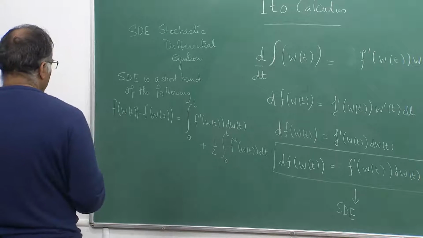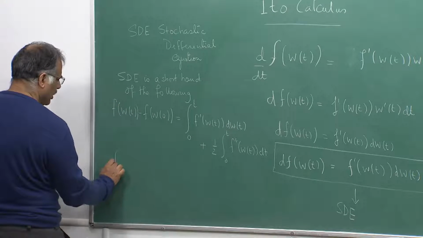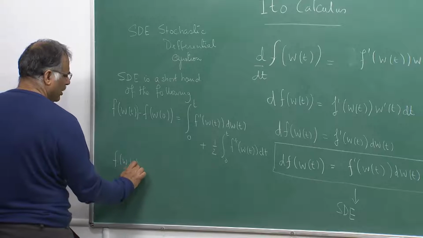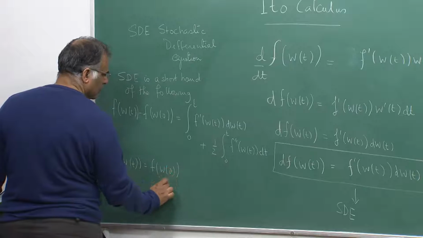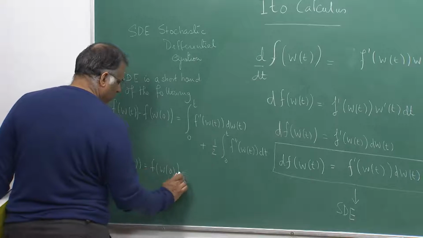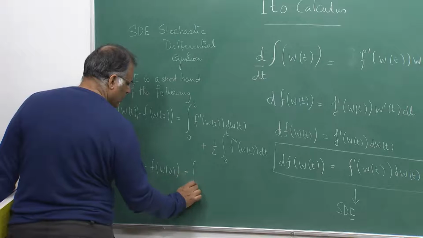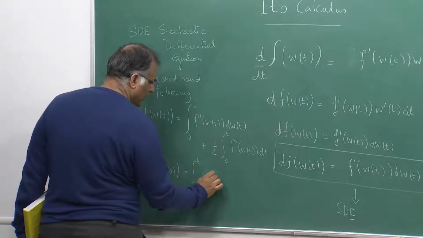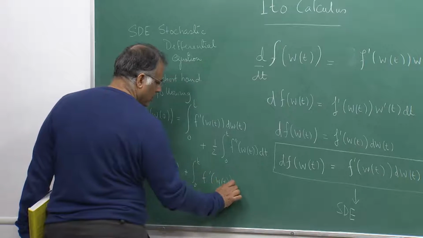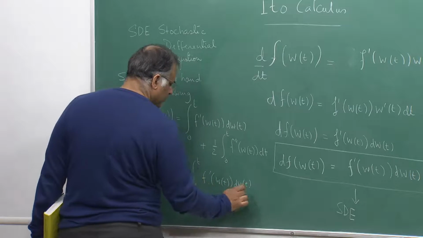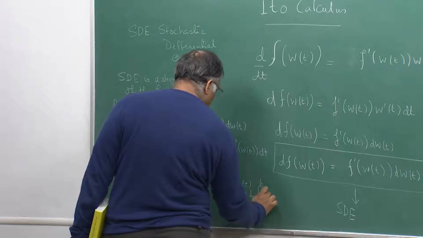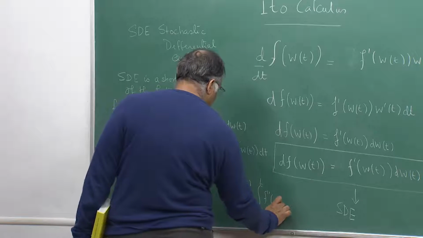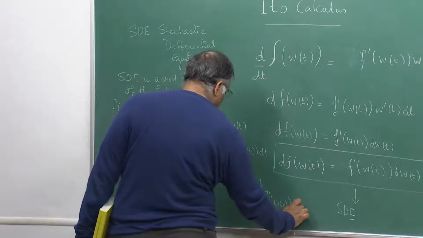So basically you can rewrite it as f of Wt is equal to f of W0 plus the integral 0 to t of f dash (Wt) dWt plus half of the integral 0 to t of f double dash (Wt) dt.